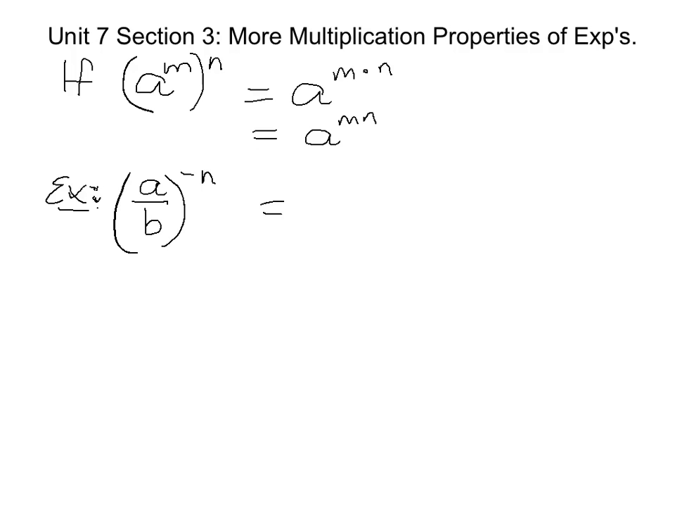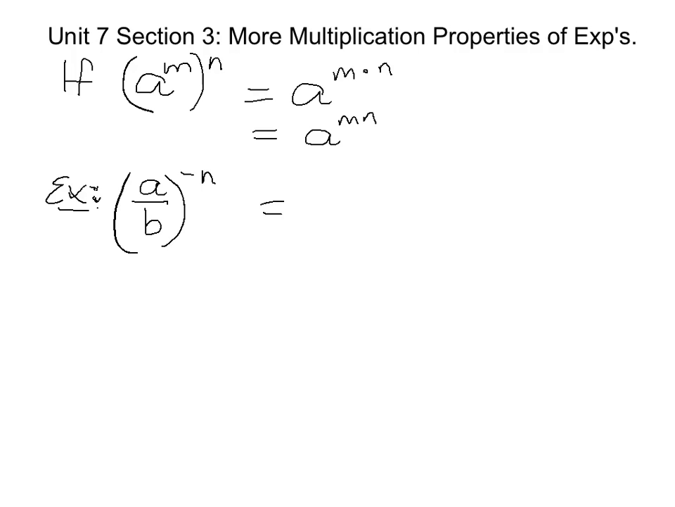Now the rule is that if you have a base with a power of m, and it's then raised to the power of n, you can multiply the exponents together. So for our first rule, a raised to the power of m, then raised to the power of n, is a to the mn.